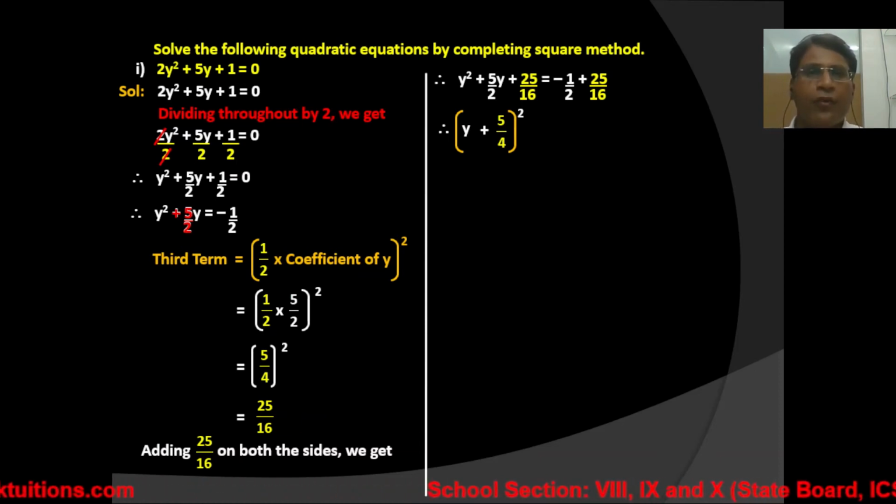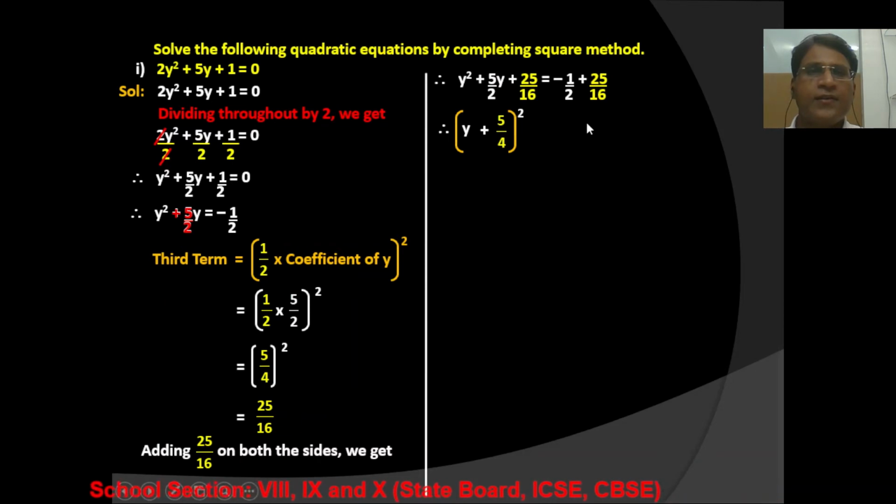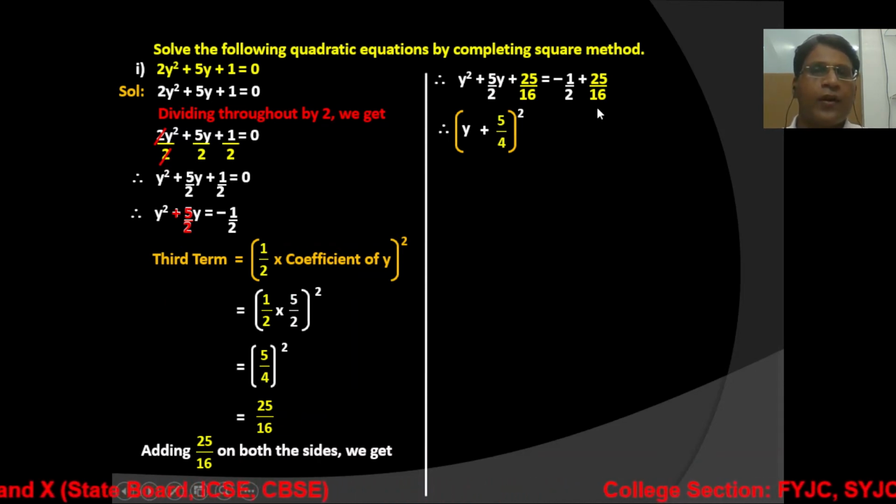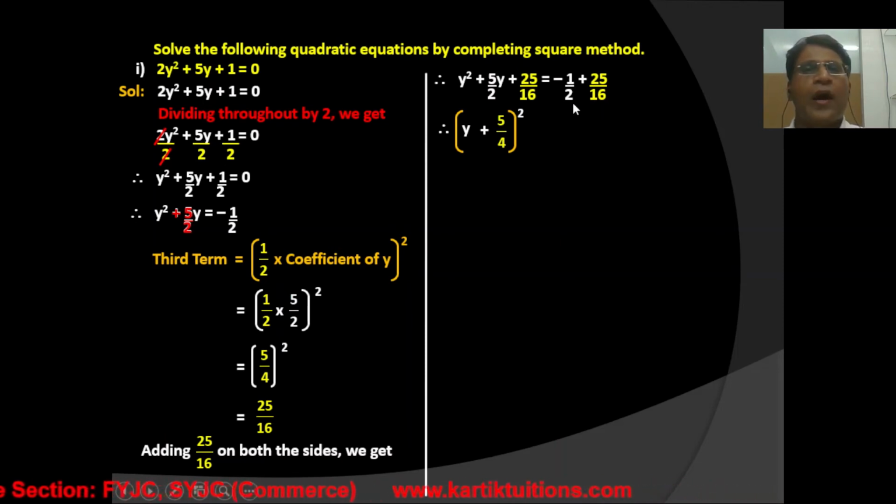But on the right hand side if you observe, there are two fractions where the denominators are different. Now the LCM of 2 and 16 is 16. So I have to make this 2 as 16. For that I need to multiply this 2 by 8.